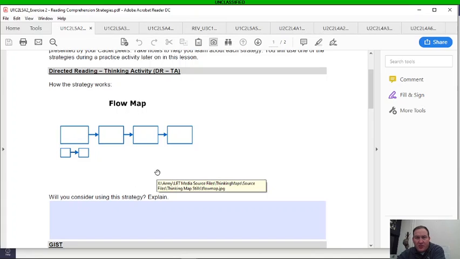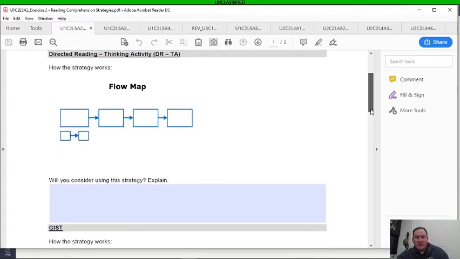Okay. So look at all 4 strategies, and there may be certain situations where you would use any one of them. One might be more useful in a history class. One might be more useful in a math class or science. So let's figure out which ones might be best used in what situation. Okay, so flow map, that's the directed reading and thinking activity. You know, one event leads to another.